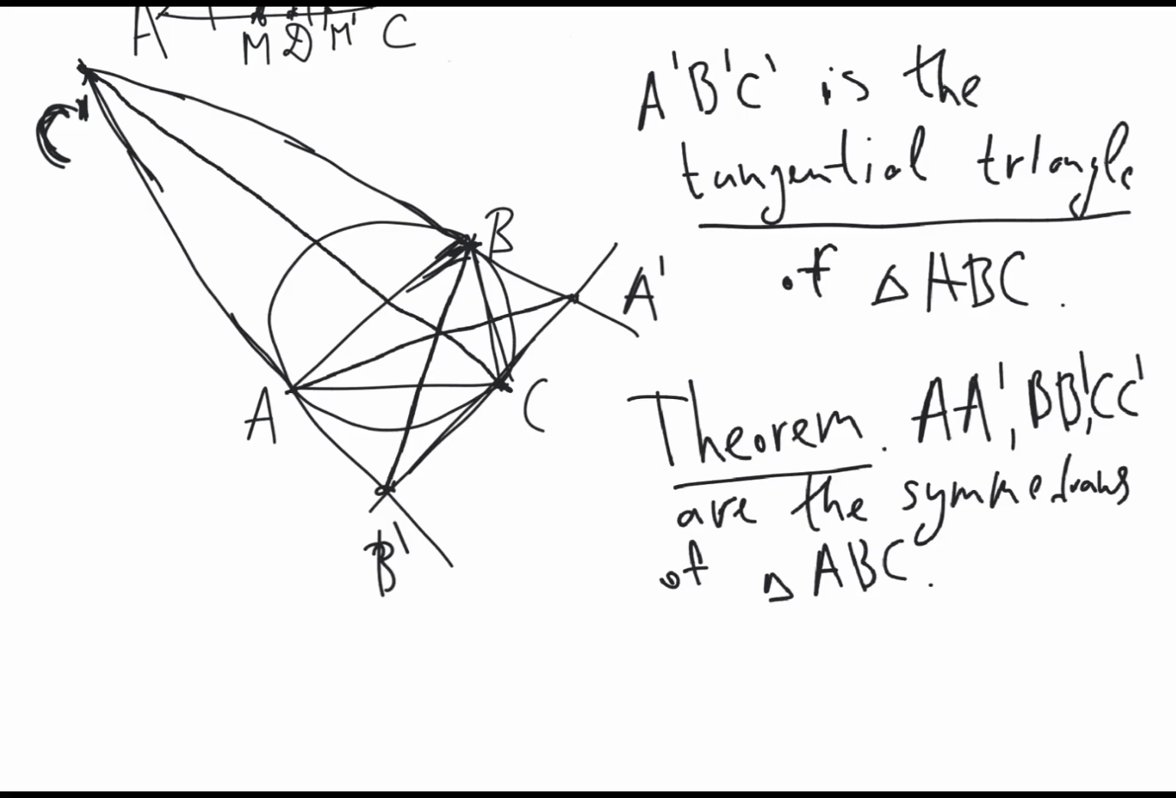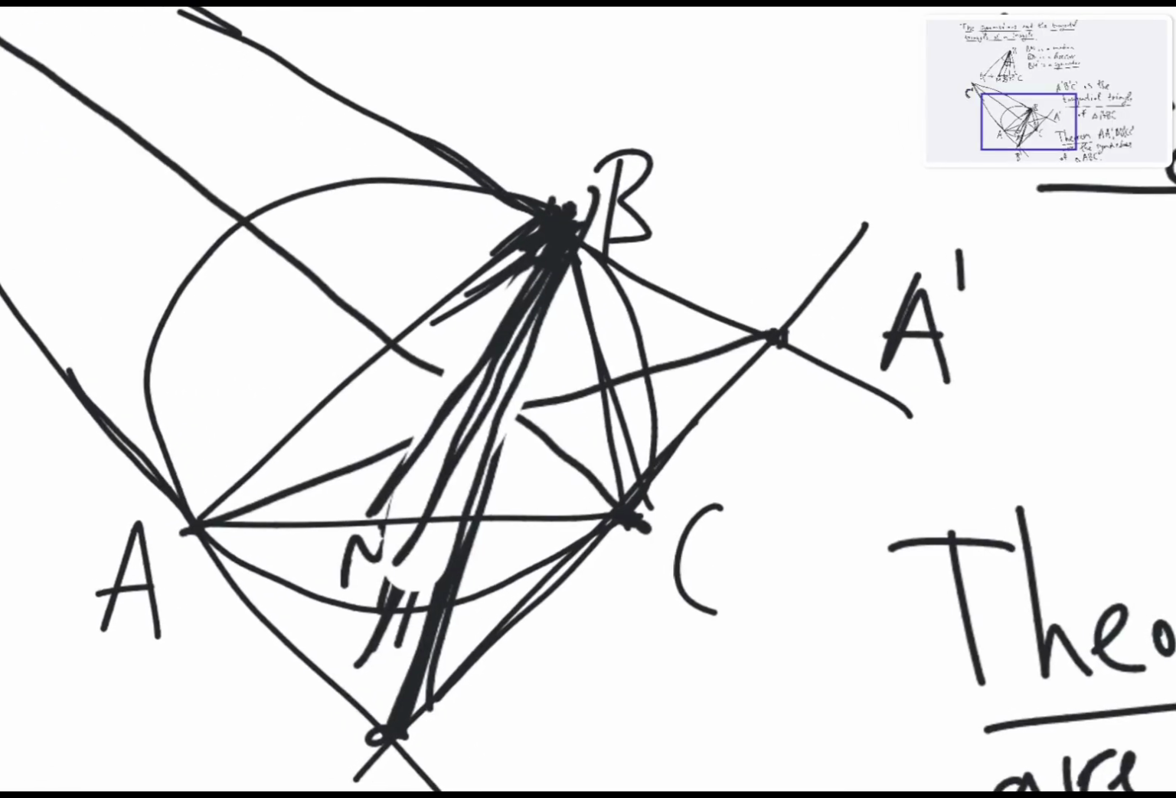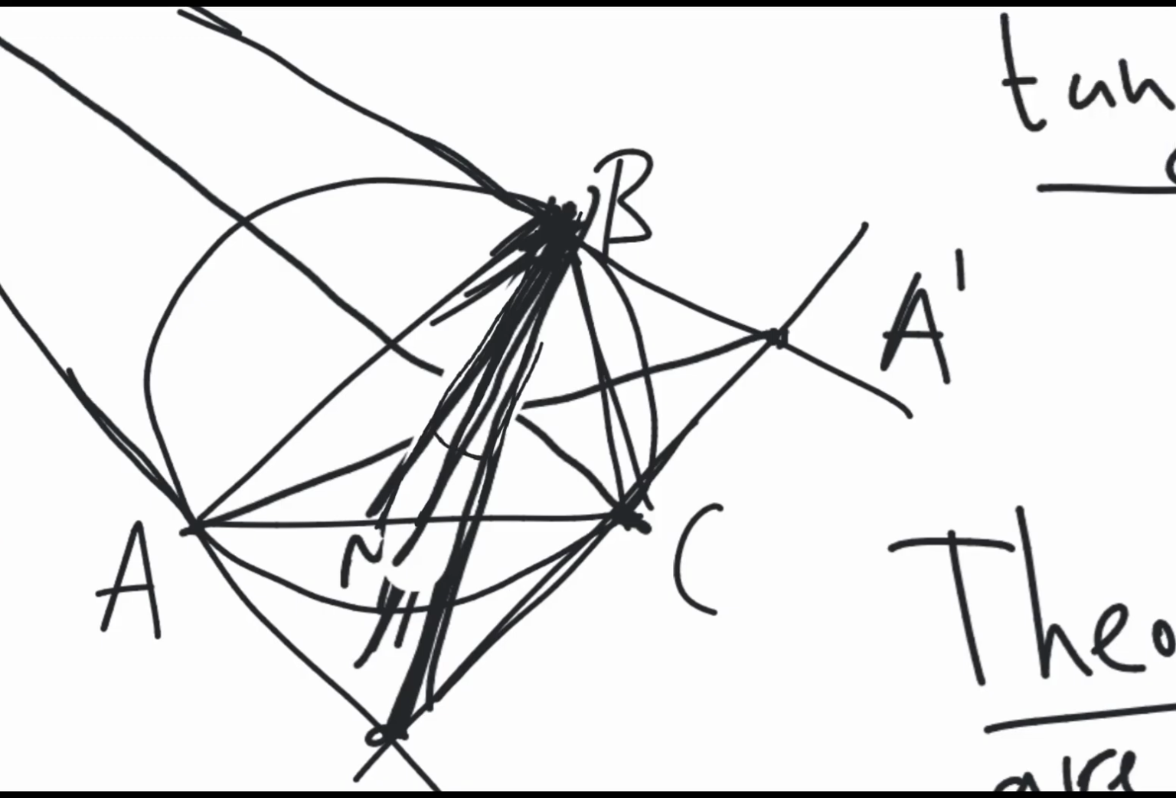In particular, BB prime, this line, is symmetrical to the median BM. So if we put a median here and the bisector somewhere here, BD, it's too many lines here. If this is the median, and this is the bisector, and this is BB prime, then these two angles would be equal. So BB prime is a symmedian in this triangle.